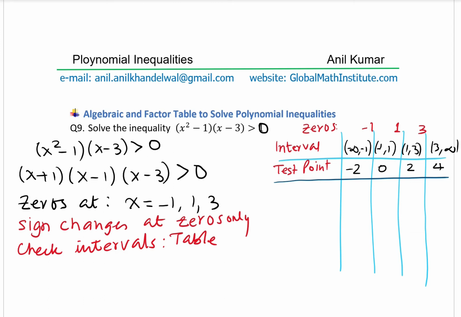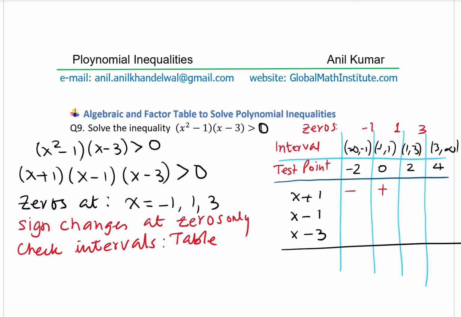Now, at each test point, we have to see what happens to our factors. So the factors here are x plus 1, x minus 1, and x minus 3. So for each one of these factors, we have to check the sign. For x plus 1, if I substitute minus 2 for x, minus 2 plus 1 is negative.